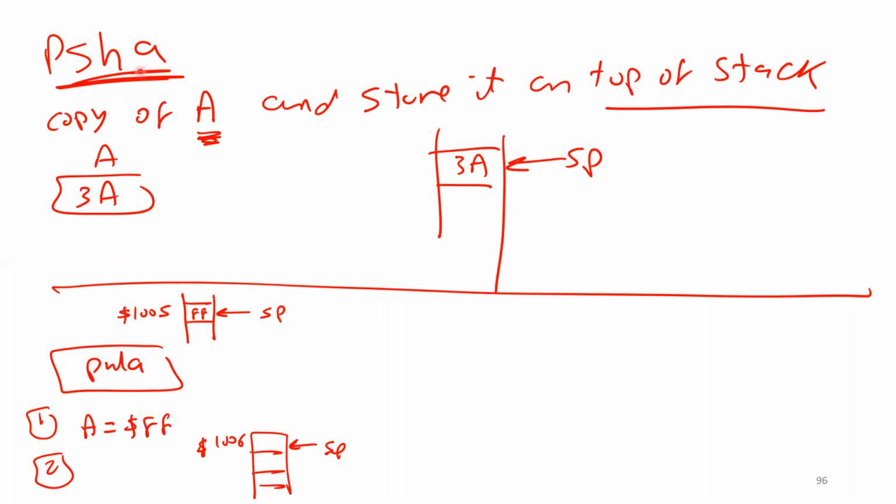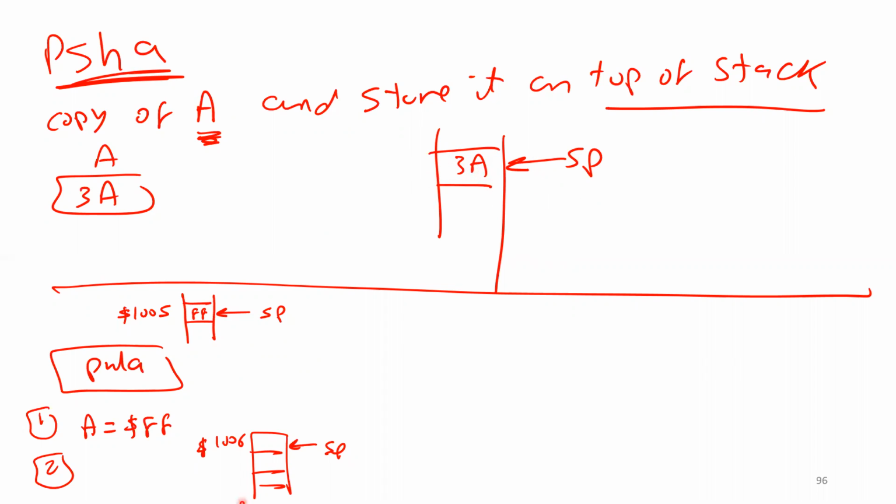if I say push A, what should push A do? Push A should copy the content of register A and store it on the top of the stack. For example, register A is storing the value 3A. After I execute the instruction push A, the stack should look something like that, 3A, and the stack pointer is pointing here at the top. Before I did that, the top of the stack was here. I added 1 byte and the stack pointer moved to here.